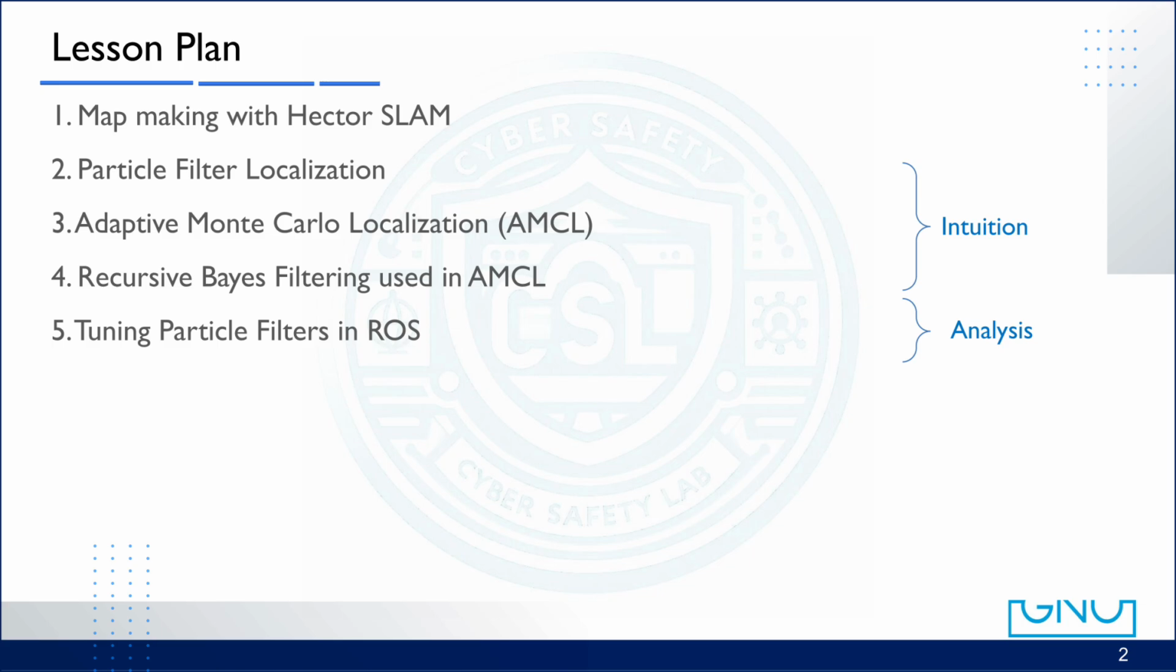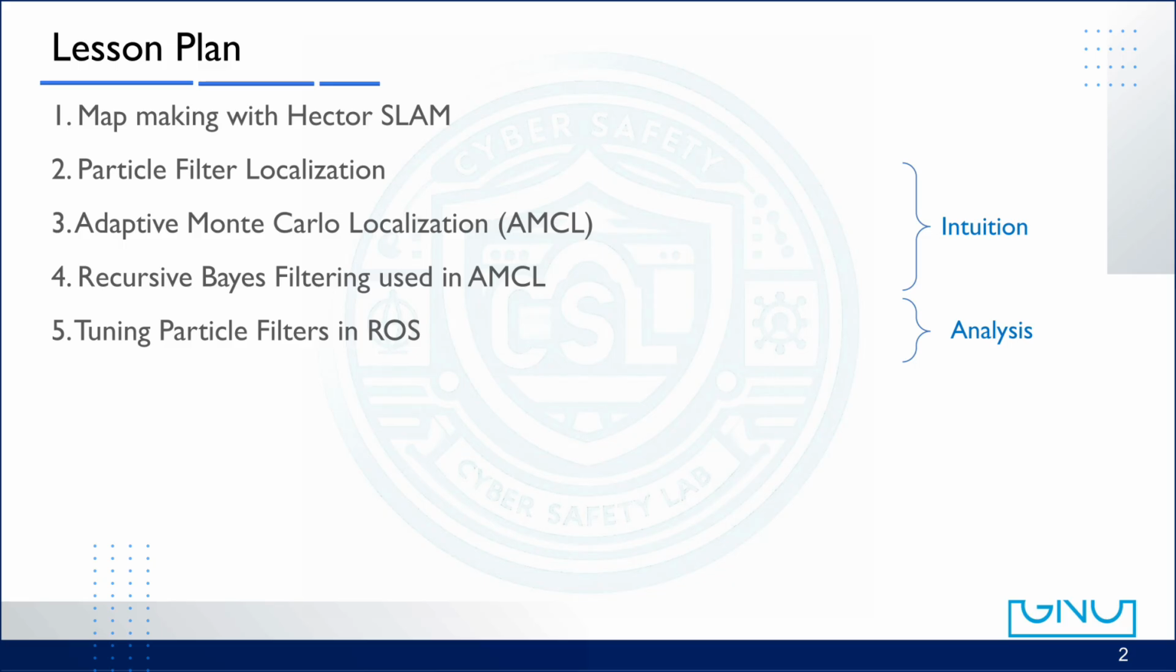We will move from intuition to analysis, gradually building a full understanding of how particle filter-based localization works. First, we begin with map making using HectorSlam. This helps us understand how a lightweight LiDAR-based system can generate high-resolution maps without needing wheeled odometry. It also gives us the map on which localization will operate.